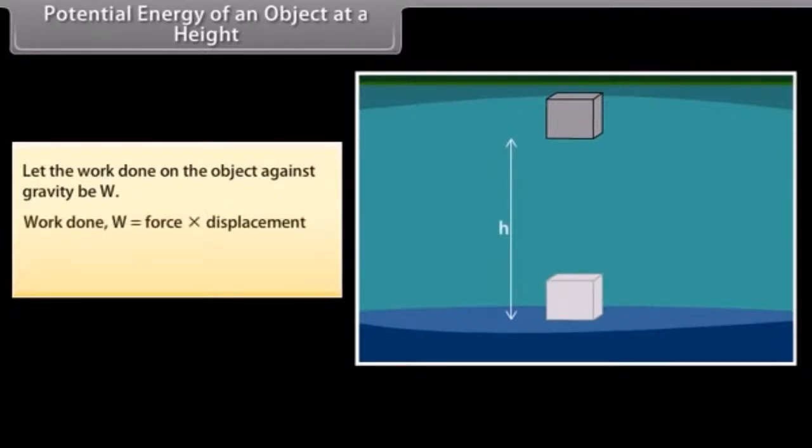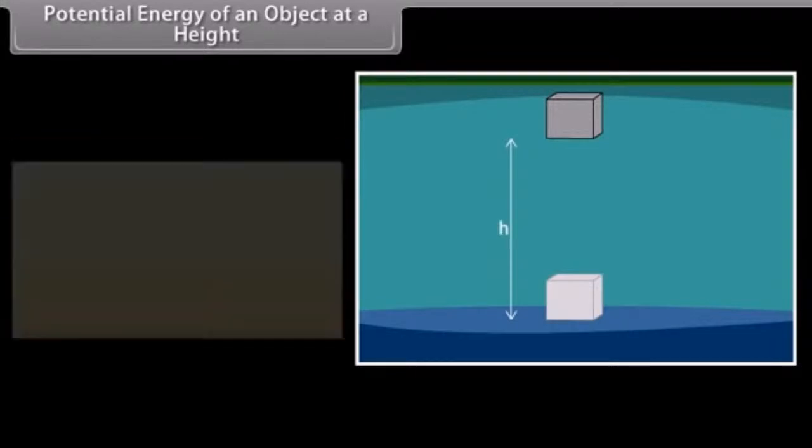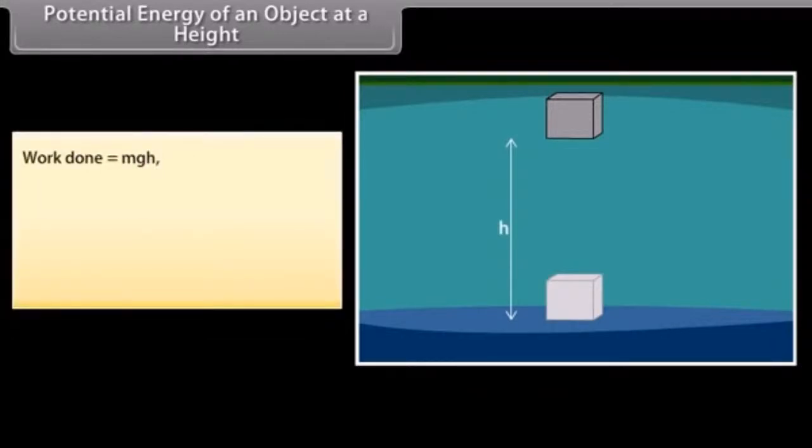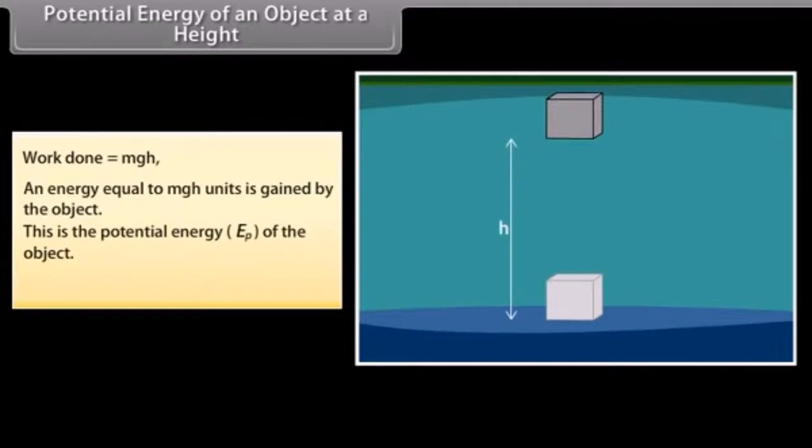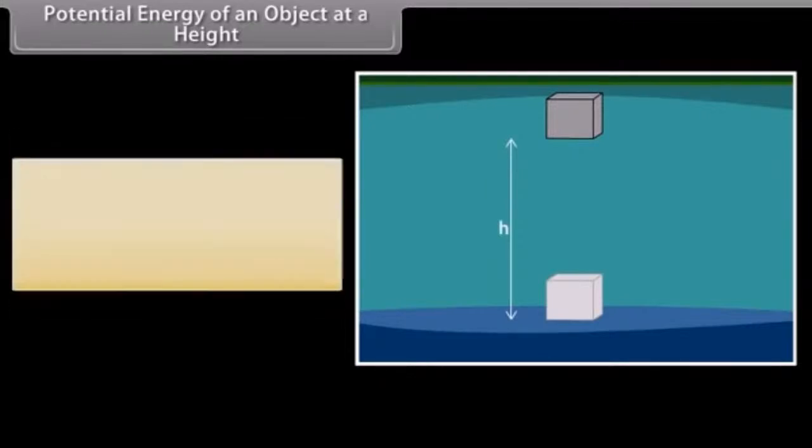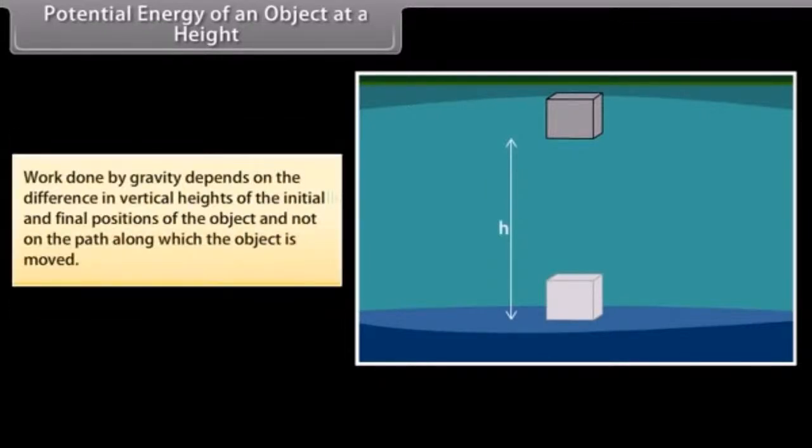That is, work done, W, is equal to force into displacement, which is equal to mg into h, which is equal to mgh. Since work done on the object is equal to mgh, energy equal to mgh is gained by the object. This is the potential energy of the object. Also, the work done by gravity depends on the difference in vertical heights of the initial and final positions of the object, and not on the path along which the object is moved.